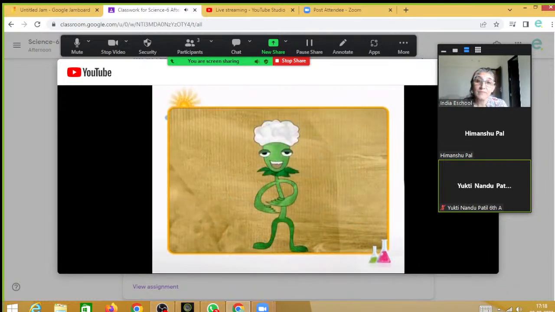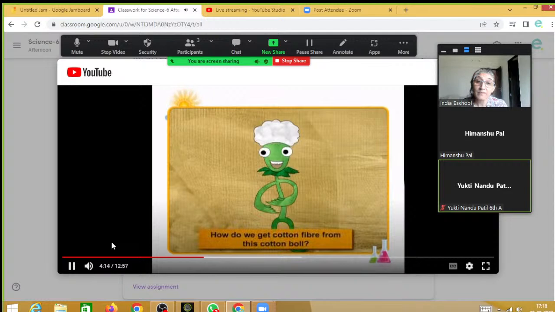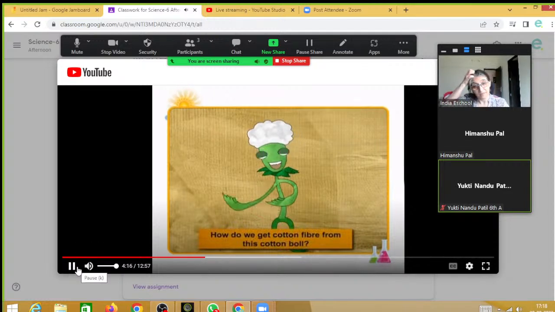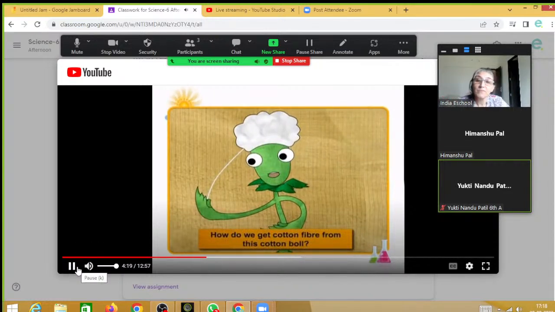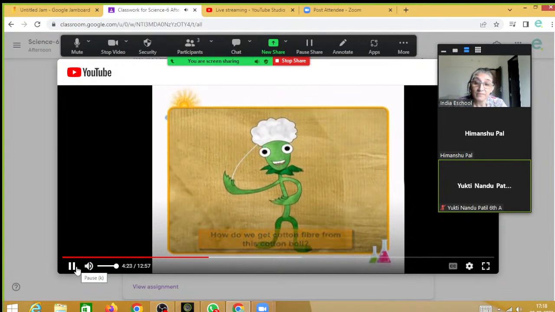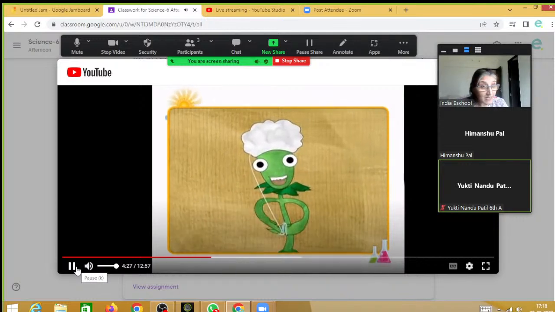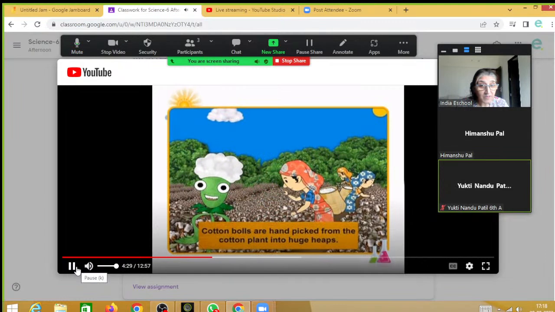Now, the next challenge is to get the cotton fiber from this cotton ball. Oh no! It is a long manual cum mechanized procedure by which the cotton is picked till cotton thread is spun on the wheels. So first you have to pick the cotton. These balls are picked manually from the plant by hand.